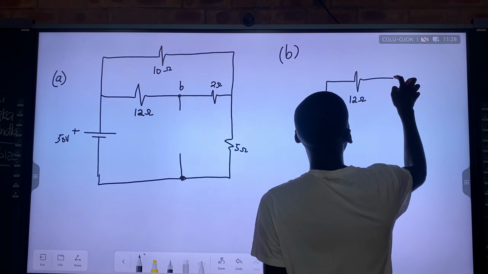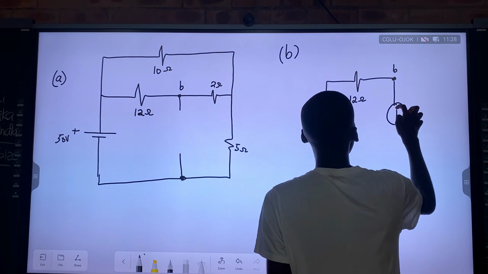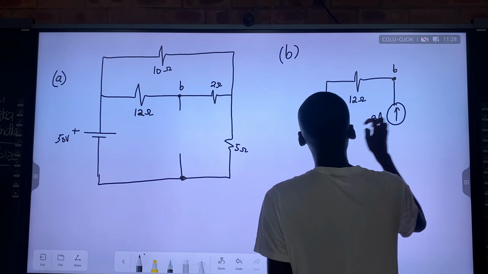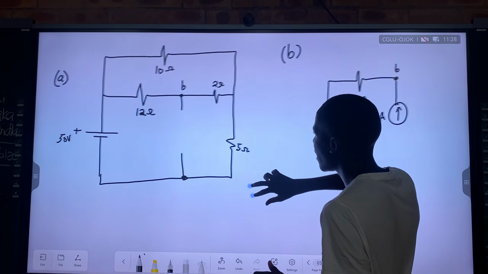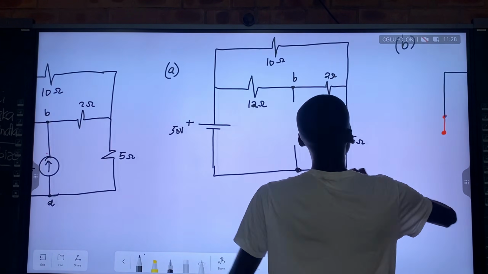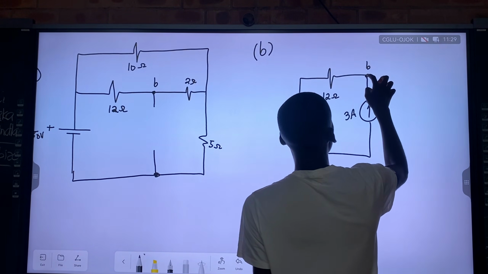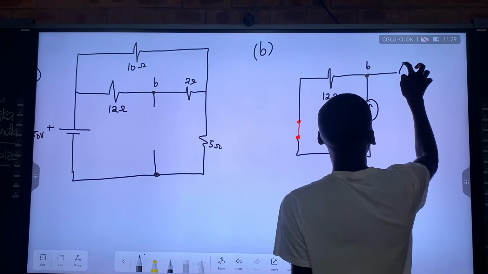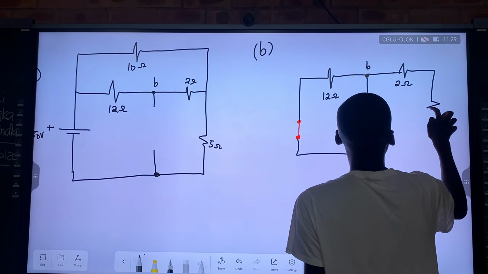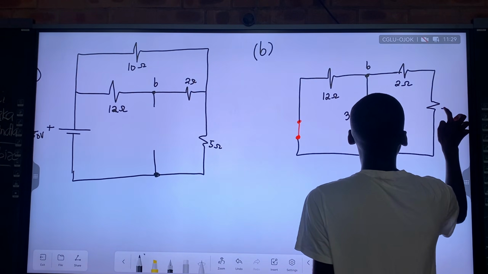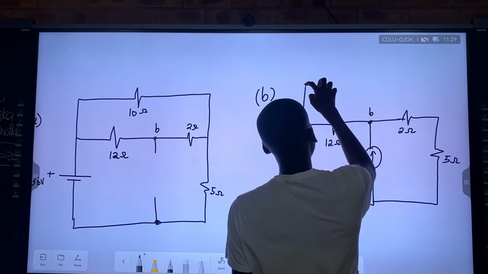12 ohms, and then here you have got B. Here a current source, keep again. Remember, we want to maintain our current source from the original circuit. From the original circuit, you've got 3 amperes there. So we don't want to remove it. We just want to remove this other one. So lana we've got 2 ohms resistance. Then lana we have got 5 ohms resistance as well. And then on top there, we still have the 10 ohms resistor.